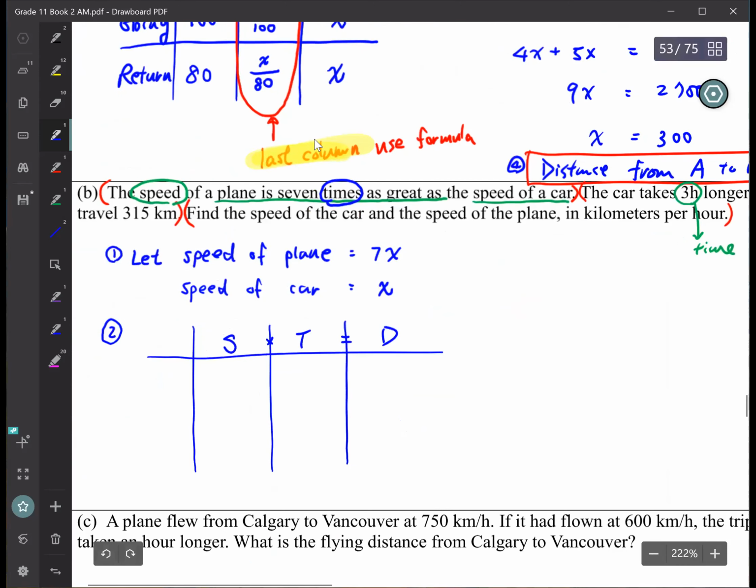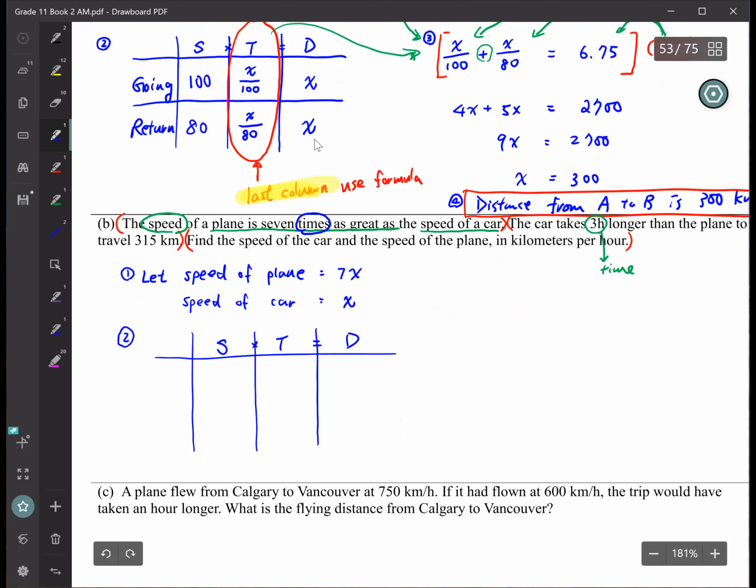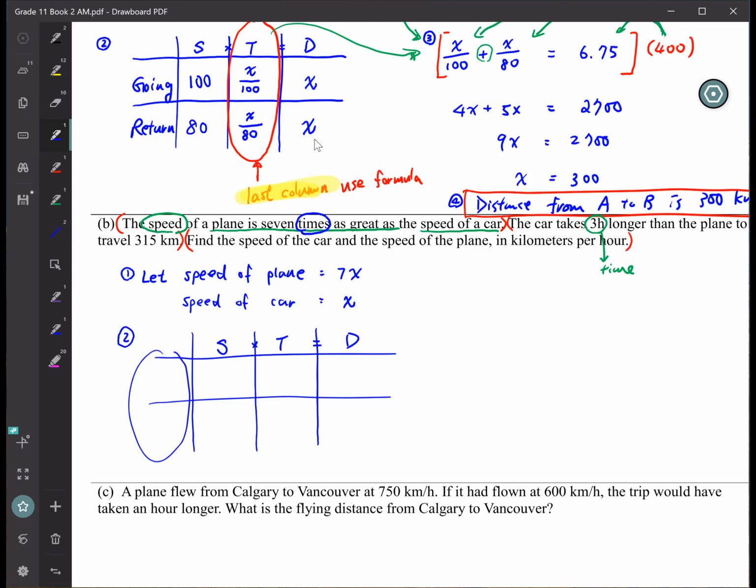Okay, we need to know what are the two scenarios here. We need to have two rows. So what should go there, Brennan? Car and plane. Yeah, okay, so two vehicles. One is the speed, time, and distance for the car. The other one is speed, distance, time for the plane. So this one is not about the going trip and return trip. It's about the two different vehicles.